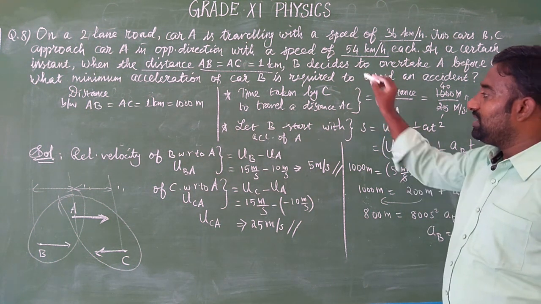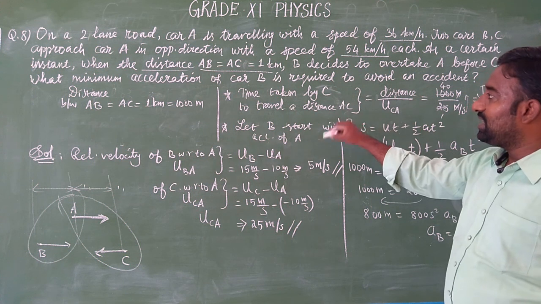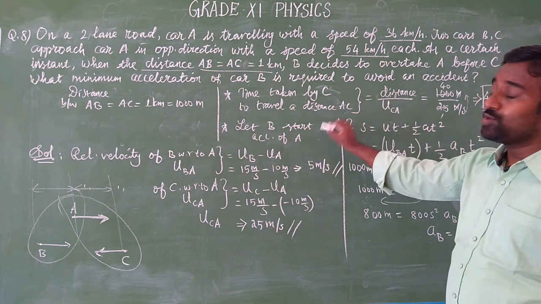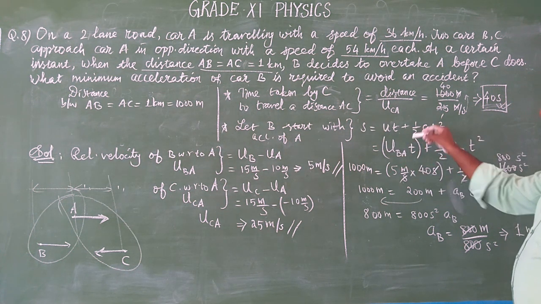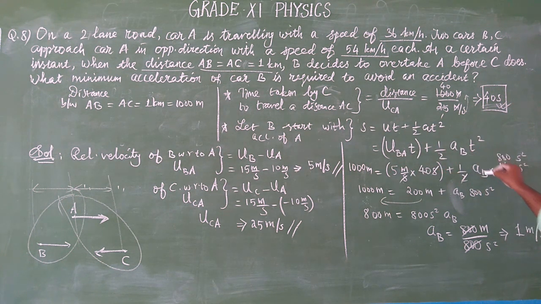Okay. Let B start with an acceleration of a because car B is going to approach A. So from the second equation of motion, substitute the values, then you can find the acceleration. So to avoid an accident, the minimum acceleration given by car B is 1 meter per second square.